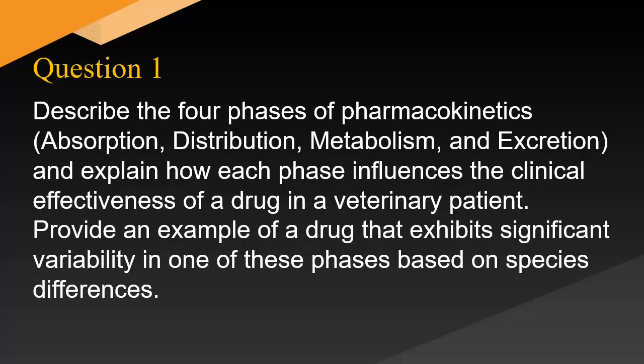Describe the four phases of pharmacokinetics: absorption, distribution, metabolism, and excretion, and explain how each phase influences the clinical effectiveness of a drug in a veterinary patient. Provide an example of a drug that exhibits significant variability in one of these phases based on species differences.